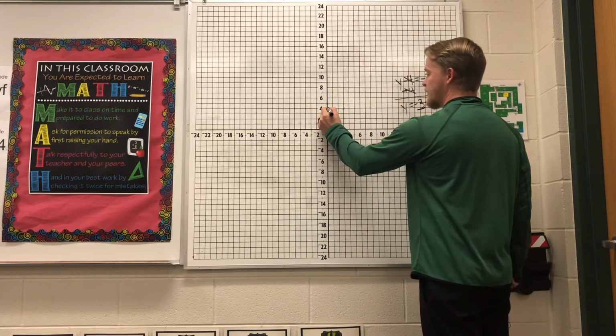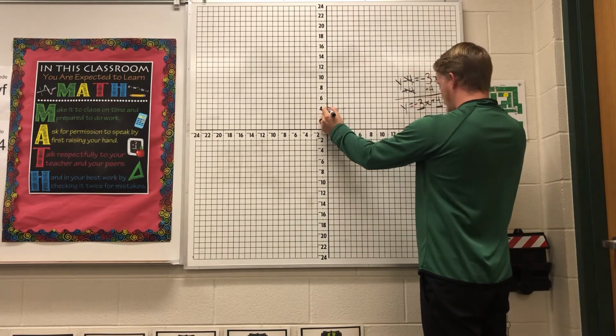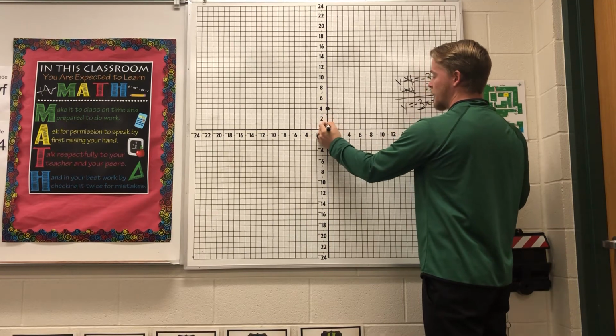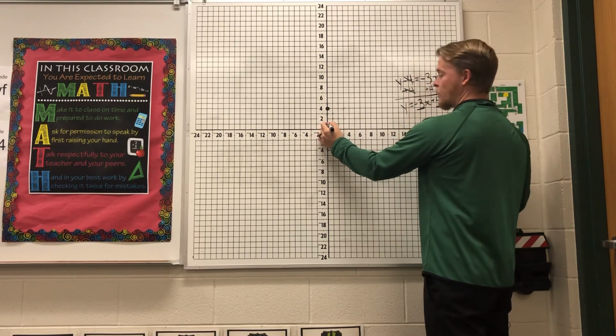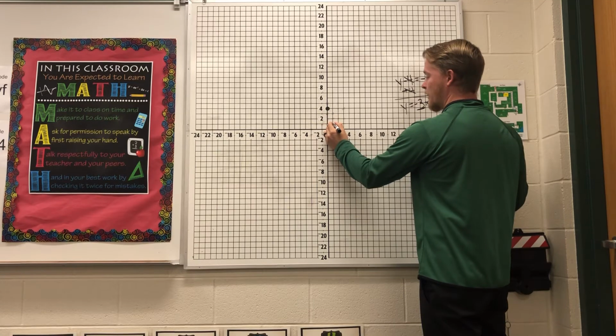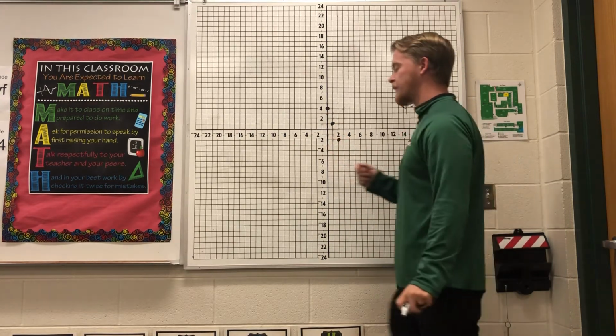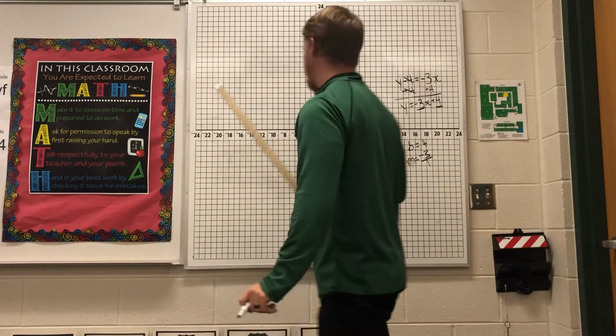So from this point, I rise -3, meaning I go down 3, 1, 2, 3, and run +1. Run 1, like that, to the right. And I can do that again. Down 1, 2, 3, run 1 to the right. And those are my points for this line.